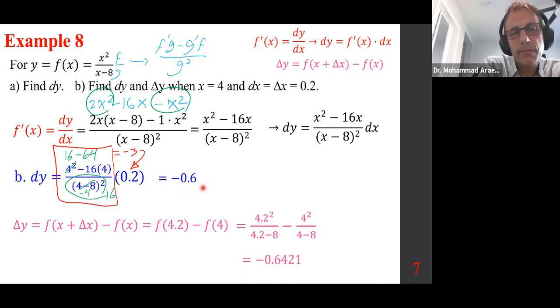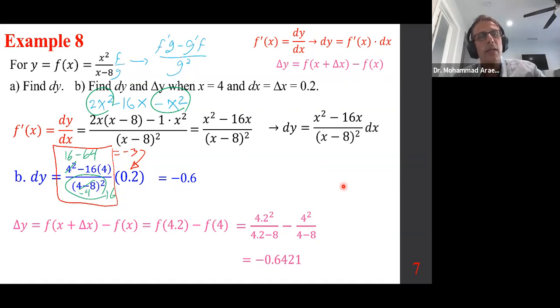What I'd like you to do is to compare the two numbers. Look at this number versus this number. Negative 0.6 versus negative 0.6421. They are extremely close. Why is that? Look at the value of x. Compared to x, delta x is fairly small. The delta x is only 0.2 compared to 4. So those two values are fairly close. And that's the idea behind comparison of dy and delta y. They are not identical, but when delta x is small, they are extremely close.